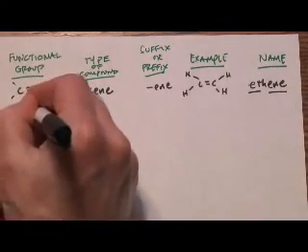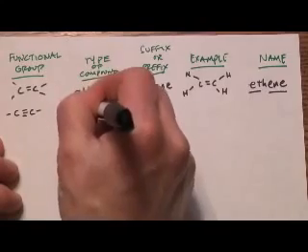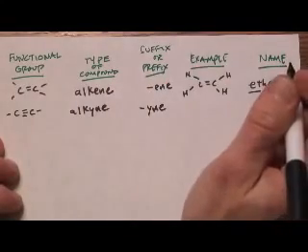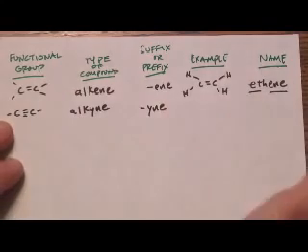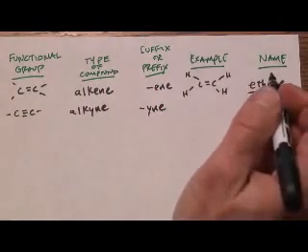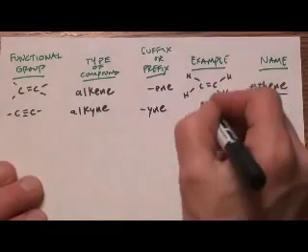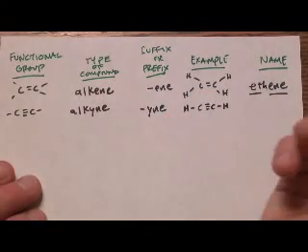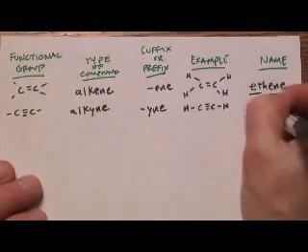The second one is a triple bond. The triple bonded substance is known as an alkyne, Y-N-E. An alkyne has a triple bond, and of course would have one sigma and two pi bonds, making it stronger than a double bond, but not three times as strong as a single bond, because remember, pi bonds aren't quite as strong. An example of this would be C, triple bond C, with H's on both sides, which is known as acetylene, or ethyne, Y-N-E.